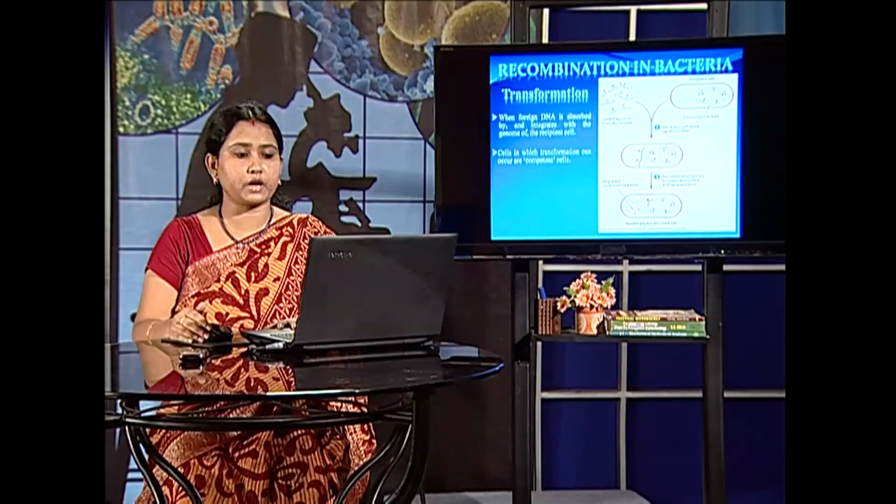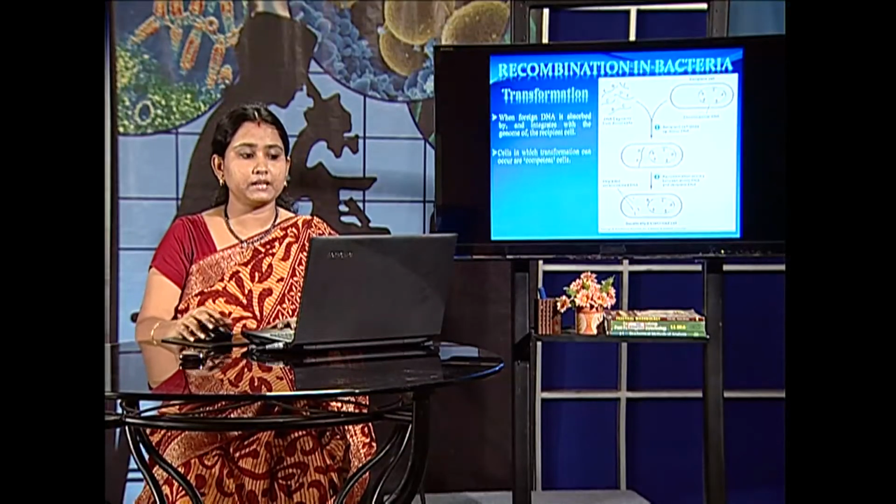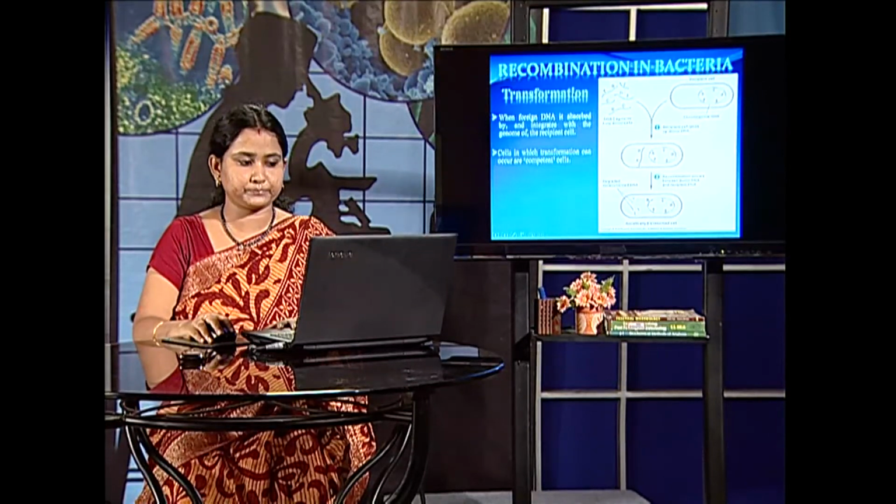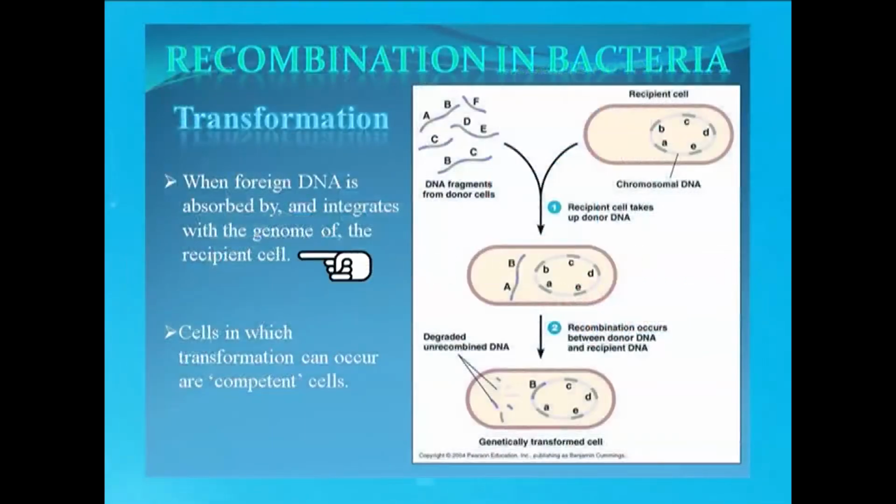Now we come to recombination in bacteria. There are various ways by which recombination in bacteria occurs, and transformation is one of them. Transformation is a process by which foreign DNA is absorbed into a cell and the DNA then gets integrated into the recipient genome. And this figure shows how transformation occurs.